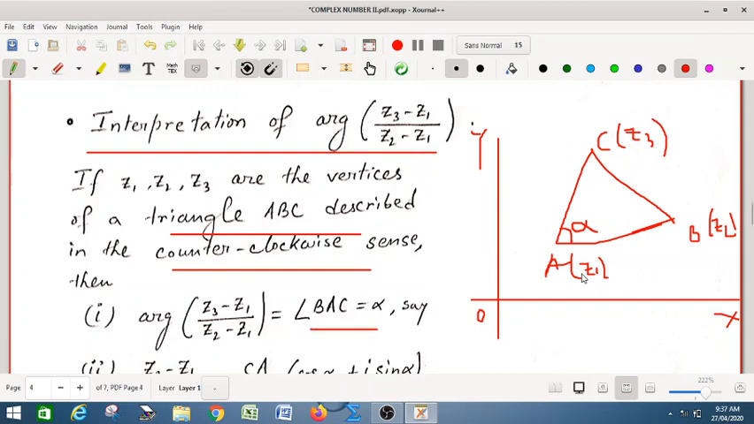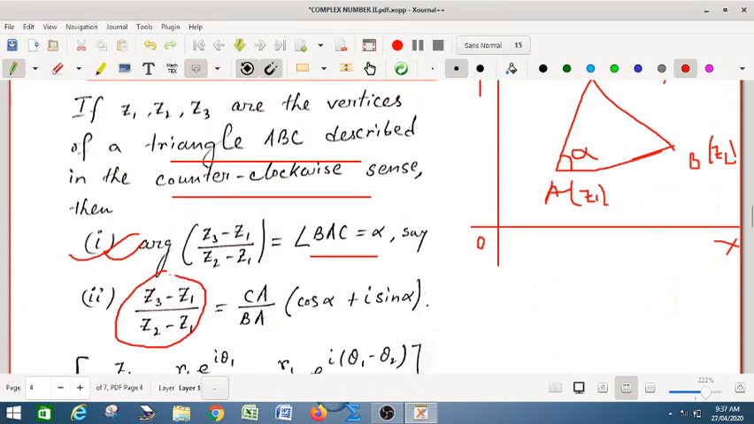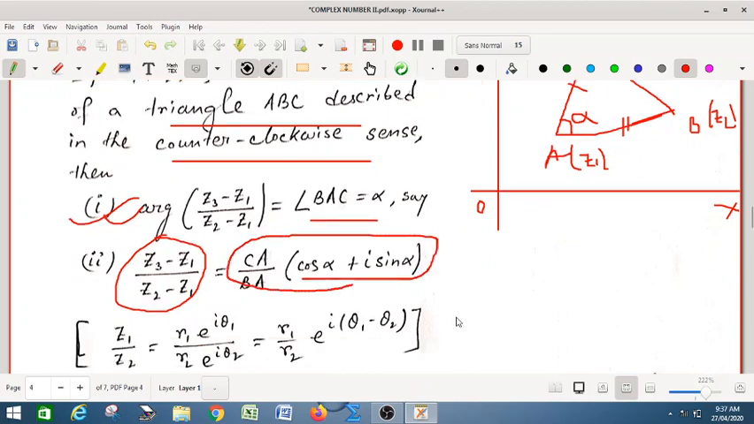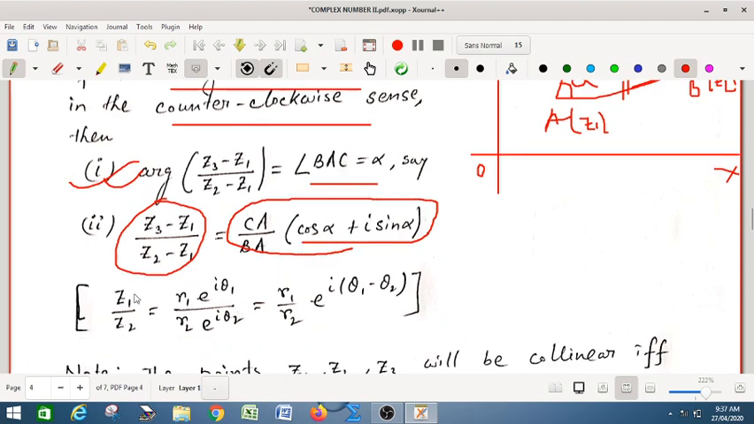Because look at that, Z1 is A, B is Z2, and C is Z3. So the argument of this ratio represents the angle alpha. Z2 minus Z1 represents the line AB and Z3 minus Z1 represents the line CA. So this ratio represents the complex number with length CA by BA, that is the modulus, and their included angle, cos alpha plus i sin alpha. Similarly, this can be explained from this result. You look at that result, Z1 by Z2, so this can be explained.